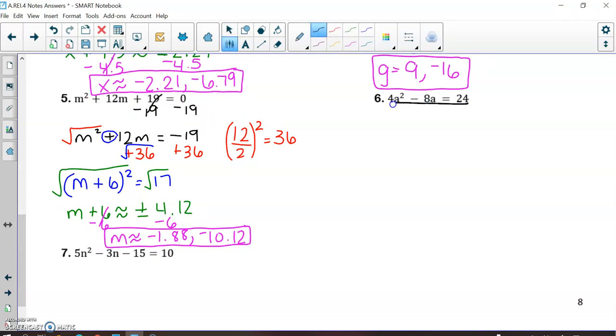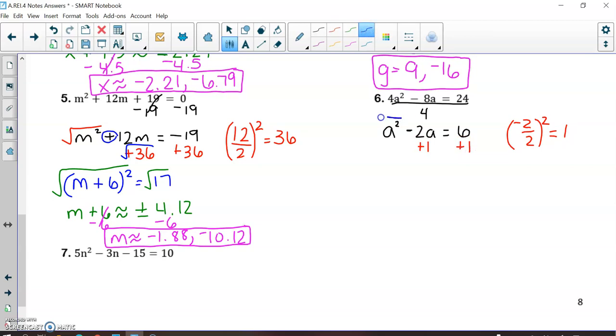term by 4. And I need to divide everything by 4 so I don't change the value of my equation. So 4a squared divided by 4 is just an a squared. A minus 8a divided by a 4 is a minus 2. And a 24 divided by a 4 is a 6. Now I can jump into completing the square by taking my b value, which is negative 2, dividing by 2 and squaring that number. A negative 2 divided by a 2 is a negative 1, and negative 1 squared is a positive 1. I'm going to add 1 to both sides.